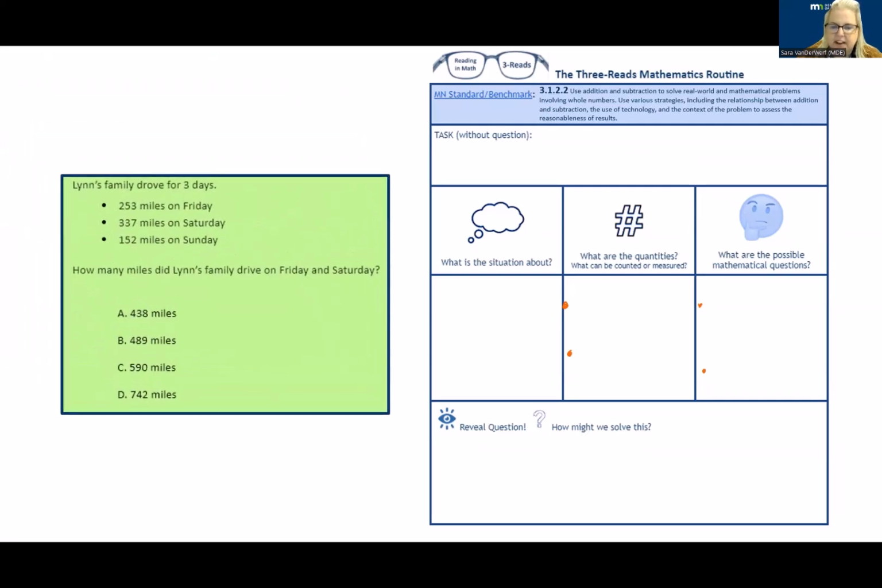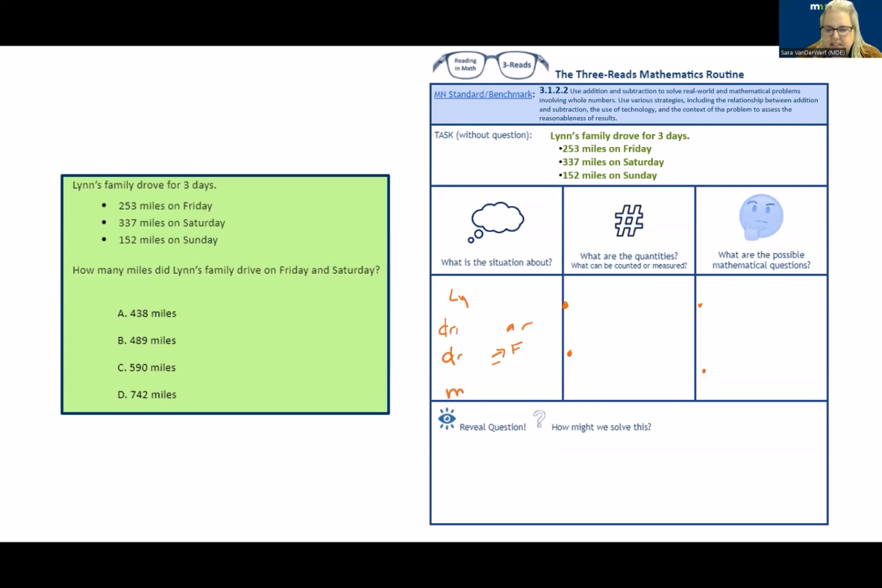Then you're going to find some kind of task, but you're going to get rid of the question. So there's the question. I got rid of it. And in green, it just says Lynn's family drove for 3 days, 253 miles on Friday, 337 miles on Saturday, 152 miles on Sunday. When the question is not there, students don't have this heart pounding, like, I don't know what to do to solve it. They're just engaging and looking at the structure.